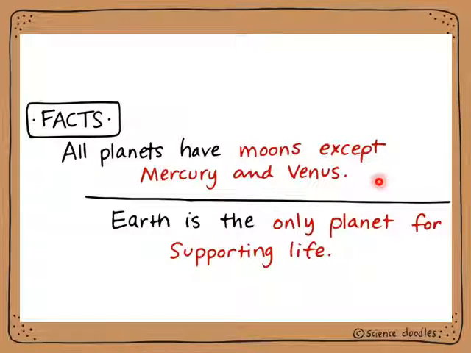All of the planets have moons except for Mercury and Venus. I tend to remember the first 2 planets don't have moons, and all the rest of them do. Earth is the only planet that supports life, though they have found evidence of water on other planets like Venus and Mars.